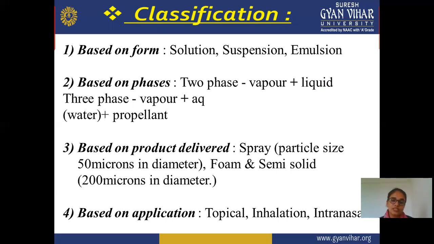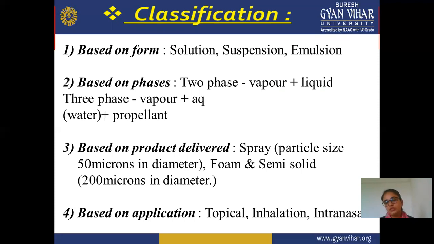In the previous slide, we already saw that the different types of formulation in aerosols may be available in a solution form, a suspension form, or an emulsion form. So depending on the base of the form, which state is available: the first type is suspension, solution, or emulsion, and the second type is based on phases. This mainly depends on two-phase or three-phase, or which ingredients are present in that particular aerosol.